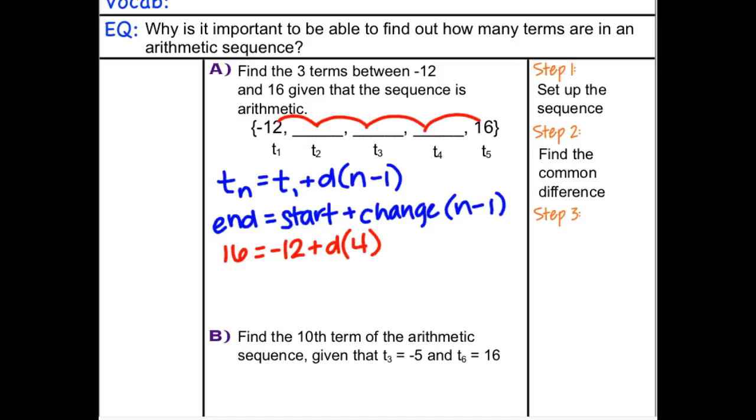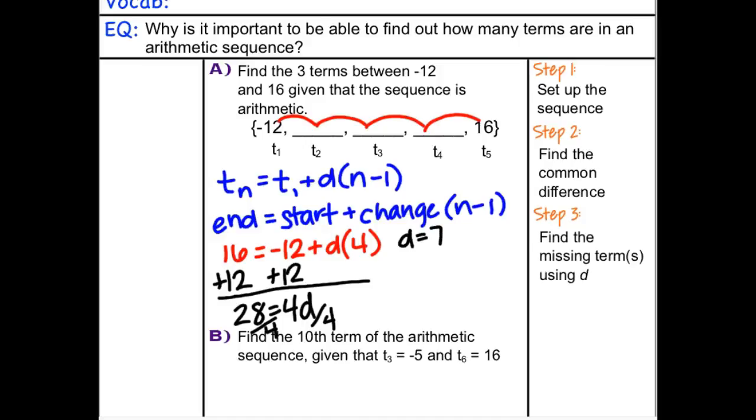So now we just solve for d. Our first step is going to be to add 12 on both sides, and we get that 28 equals 4 times d. Then we divide by 4, and we get that our common difference is 7. Once we've done that, we just find those missing terms using d. That means we're going to add 7 here.